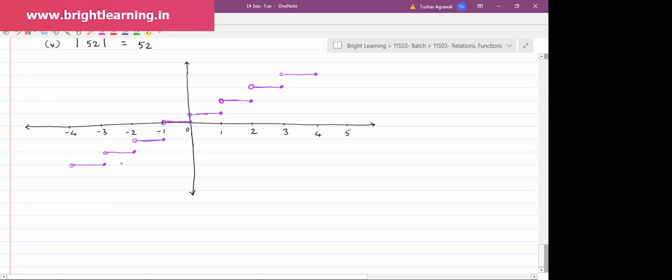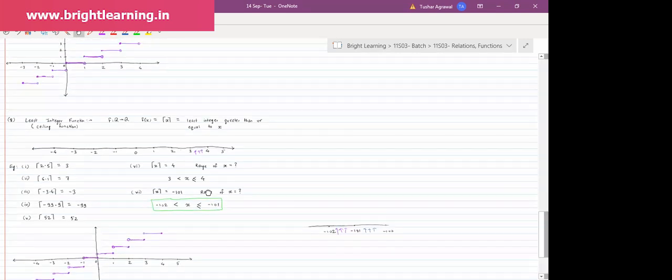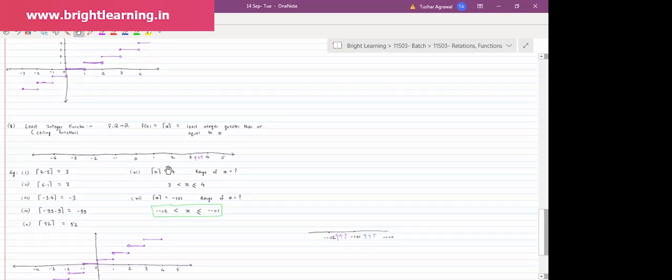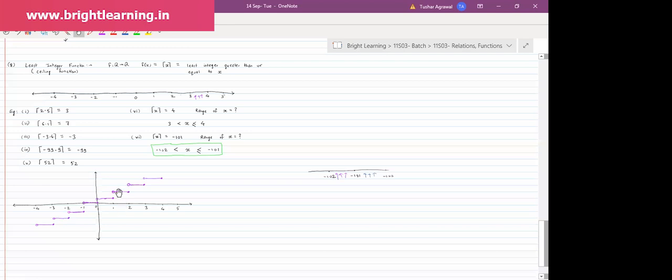Clear, everyone? Difference between the greatest integer function and the ceiling function. Greatest integer function, see that the solid point is to the left, hollow point is to the right in an interval. In an interval 1 and 2, the solid point is to the left, hollow point is to the right. Here, between 1 and 2, solid point is to the right, hollow point is to the left. That is one difference.